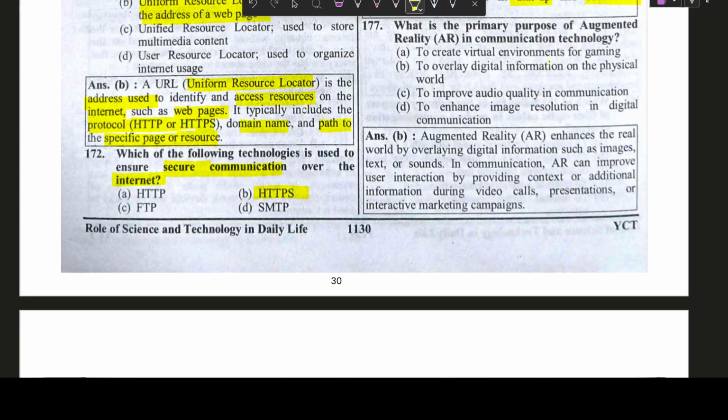What is the primary purpose of augmented reality in communication technology? So it overlays digital information on the physical world. Augmented reality enhances the real world by overlaying digital information such as images, text or sound in communication. And augmented reality improves user interaction by providing context or additional information during video calls, presentations and interactive marketing campaigns.